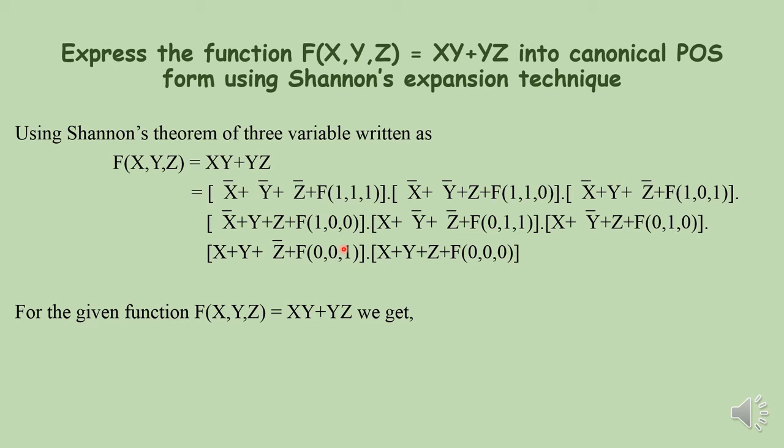So first we write the first equation, that is f equal to xy plus yz. If we consider this xy plus yz, from here we can easily take the y term common, so we get y dot x plus z. So in this term, x and z are missing. So here we can write y dot x plus x bar dot x, and z plus z dot z bar.